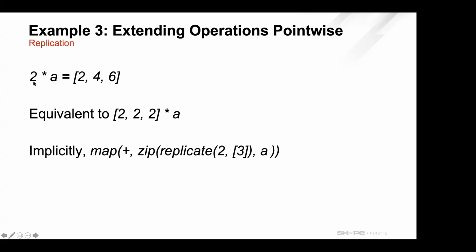Then when you do something like the common notation 2 times A, that's really equivalent to a vector of 2, 2, 2 times A in this case. Essentially there's an implicit replication going on. We're replicating the scalar 2 to make it the shape of the target, in this case a 3-vector. And then when we have that replicated vector, we can zip it and then map it. So all these phases are happening. They're part of the semantics of function call.